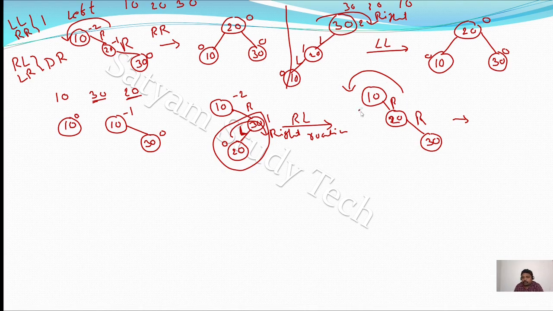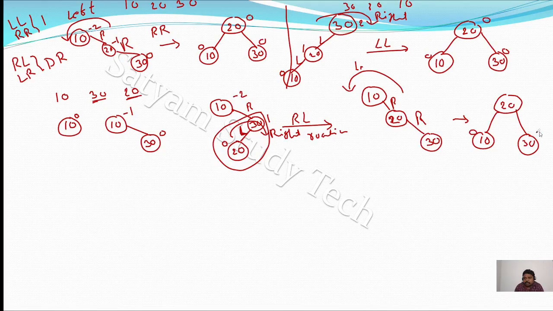Now we have to perform the left rotation. You can see just right is there, so I have to perform the left rotation. That is in the left direction, here 20 becomes the root, the left of 20 is 10, and the right is 30.